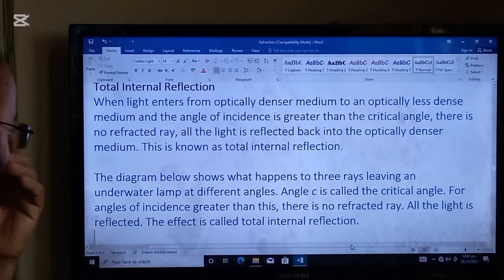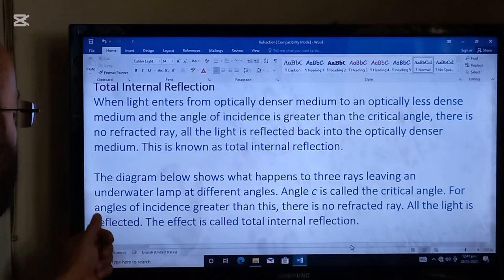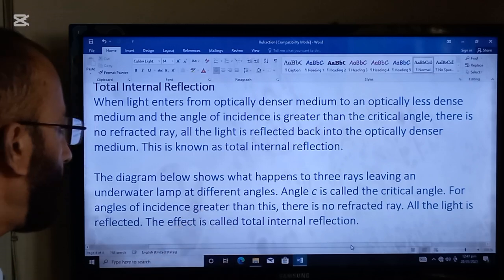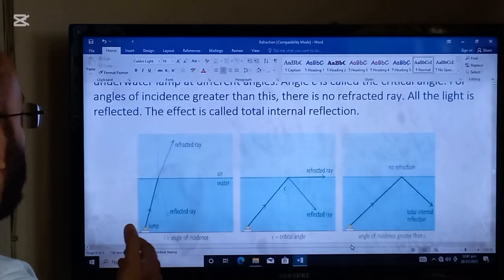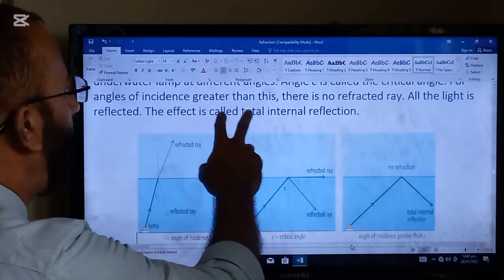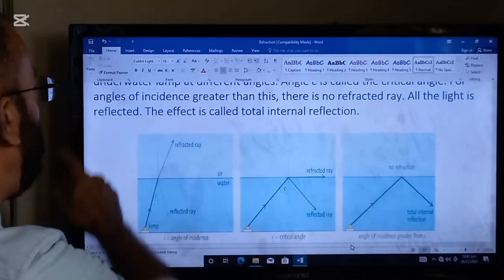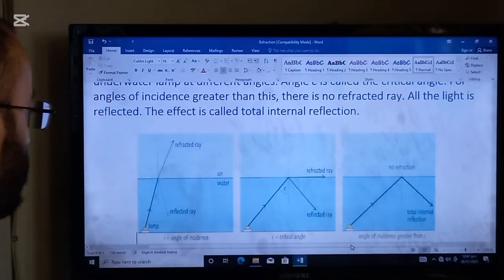The diagram below shows what happens to three rays leaving an underwater lamp at different angles. Angle C is called the critical angle. For angles of incidence greater than this, there will be no refracted ray. All the light is reflected. The effect is called total internal reflection.